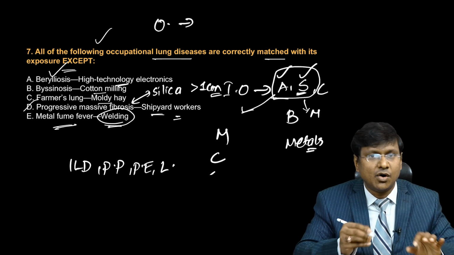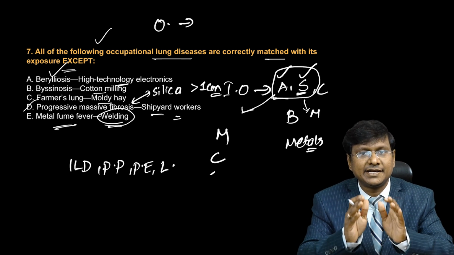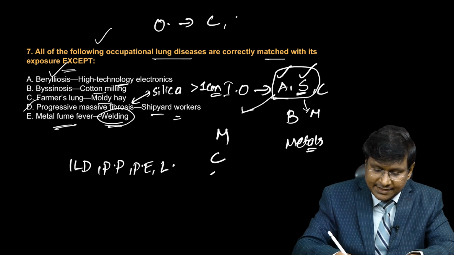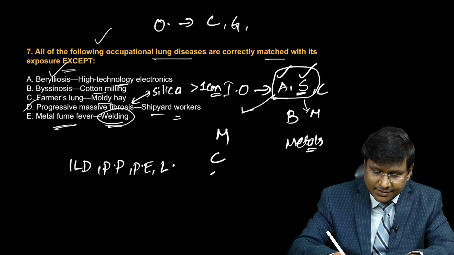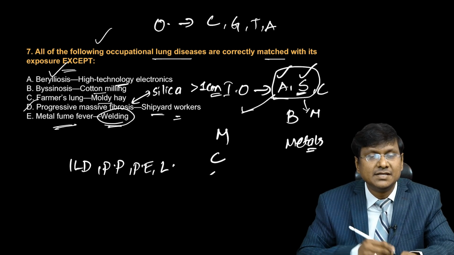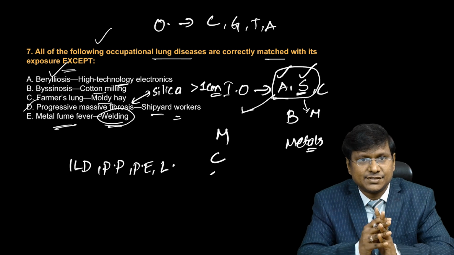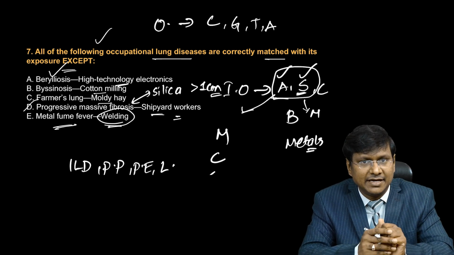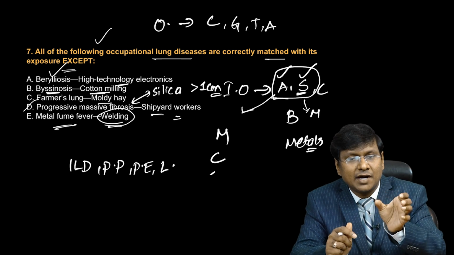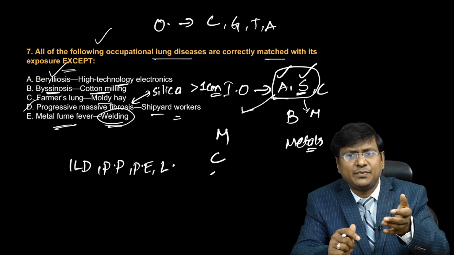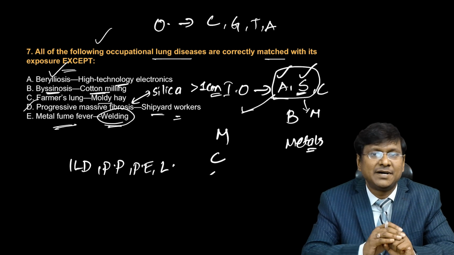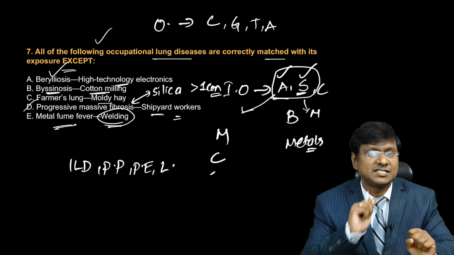Whereas organic dusts that can lead to occupational lung disease include cotton dust, grain dust, toxic chemicals, and agricultural dust. These are some of the organic dusts, and out of these, take cotton milling. Cotton milling and processing can present with a clinical syndrome known as byssinosis, which has asthma-like features.